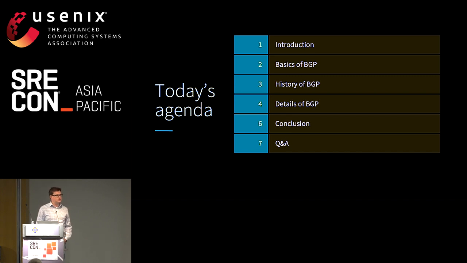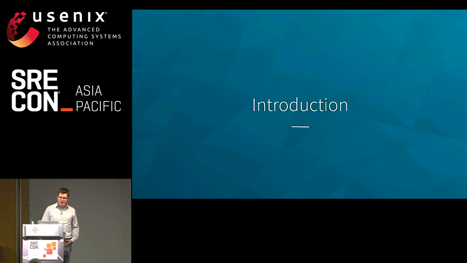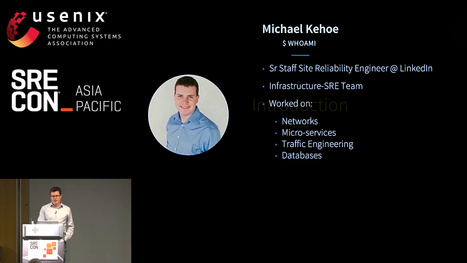So I'll do a quick introduction. We'll talk about the basics of BGP, what it is. We'll talk about the history, how it evolved, and then we'll go into the details of how it works, what the protocol looks like, how routing tables are built, and then we'll quickly sum up, and hopefully we'll have a few minutes for Q&A.